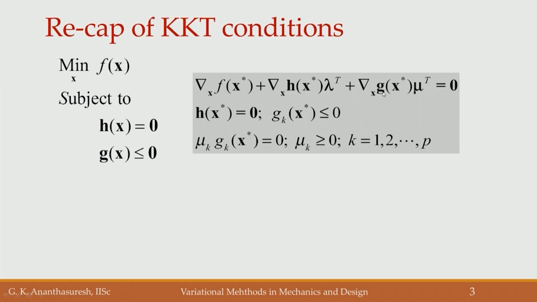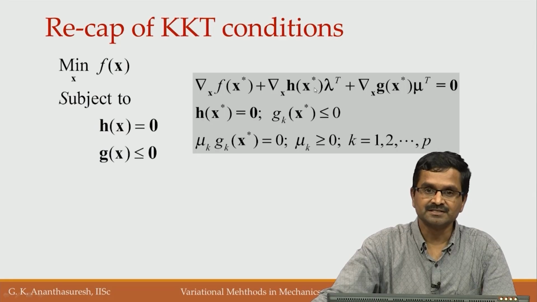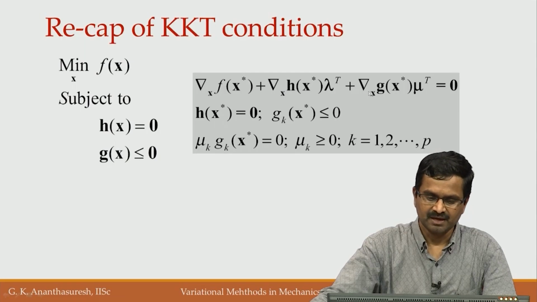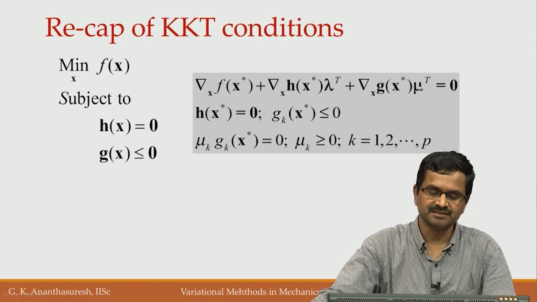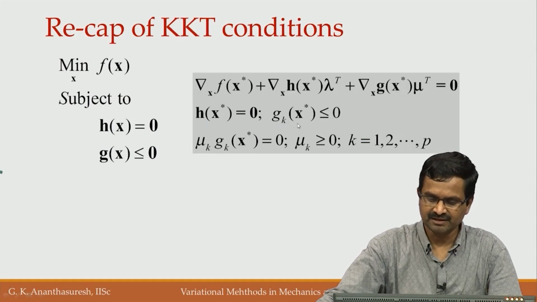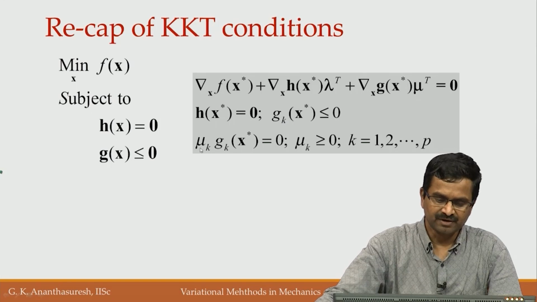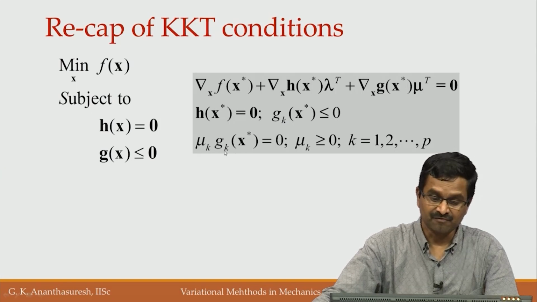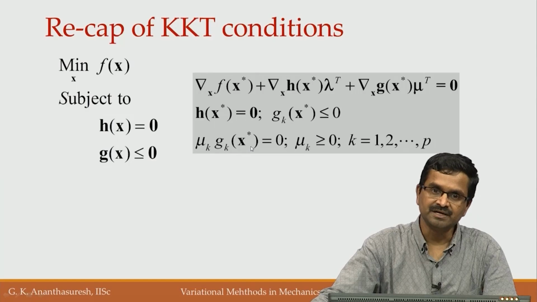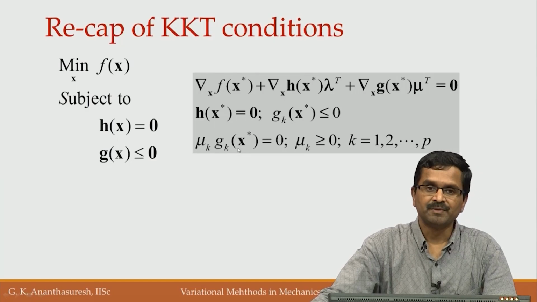The first one, again to recap, says that the gradient of the objective function is a linear combination of the gradients of the constraints, both equality constraints and inequality constraints. And then such a point x star which satisfies this first of the KKT conditions should also be feasible, meaning that it should satisfy the equality constraints and the inequality constraints. Here when I put k, the k goes from 1 to p, and then we have these mu k, g k evaluated at that point x star, which we believe is a minimum. Those are called complementarity conditions.